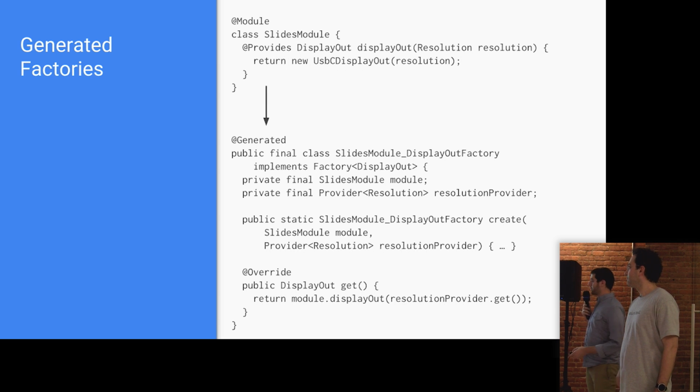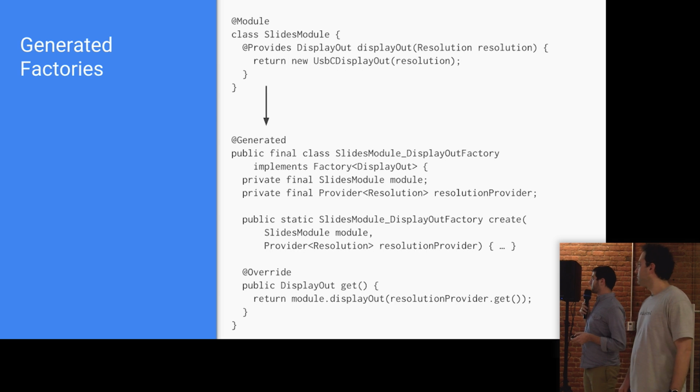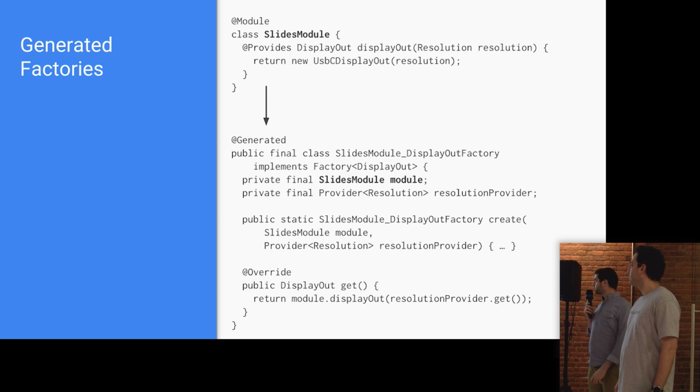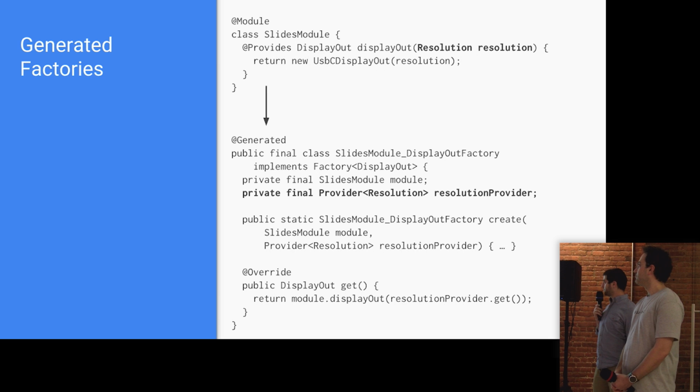And so let's go through the different things that correlate between a module provides method and factory. So first we have the module instance, which should actually pass through to the factory. We have any provider instances that are dependencies of that method. And then we actually call that module method directly at runtime.